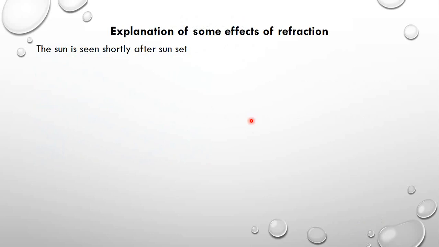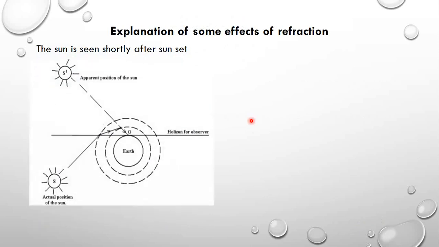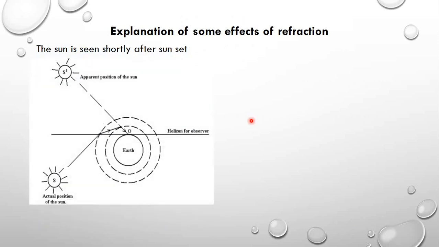seen shortly after sunset. So this is the illustration. When the sun is below the horizon, then it has set. But to an observer, at this point, we can still see that sun even after sunset or shortly after sunset. Why? It is because of refraction. Now, when we talk of the horizon, we are meaning a horizontal line drawn on the surface of the earth. So this is the horizon for this observer at O.